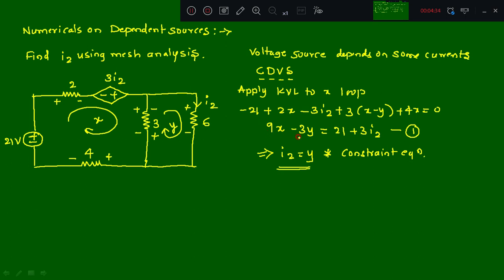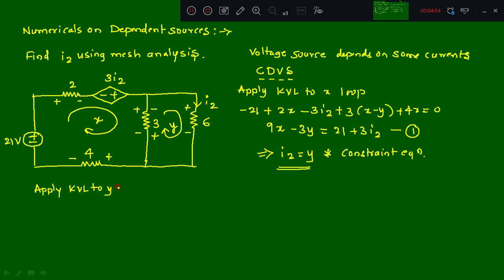Now in equation number 1 we have 3 unknowns: x, y and I2. So we cannot solve here. We should replace I2 or any one of the variables in terms of another, so that we can easily solve.